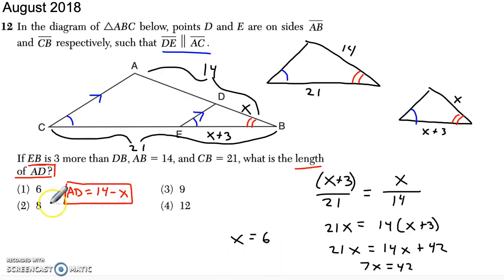Now, by the way, look at choice 1. 6. They do this all the time. Is that the answer? No. The answer is 14 minus 6, right? So 14 take away 6, that's 8. That's going to be my answer. Choice 2, number 8. All right, getting some momentum going here.